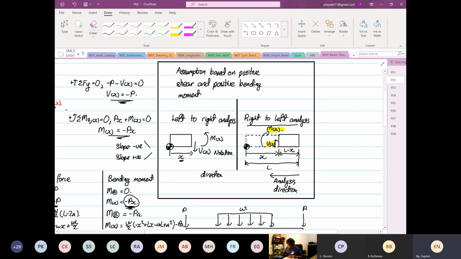Wait, there's something that's not right here. I'm correcting it. There's something wrong with my pen.